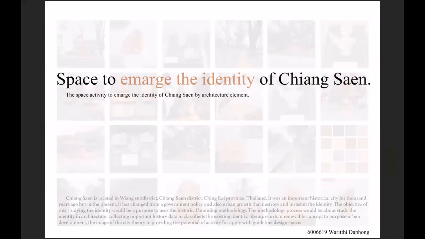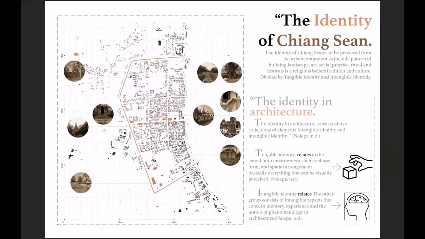In this study, the topic is space to immerse the identity of Chiang Saen. The space activity to immerse the identity of Chiang Saen by architectural elements. The identity of Chiang Saen can be perceived from the urban components divided into tangible and intangible identity. The tangible identity is about shape, form, and spatial arrangement, and the intangible identity is about the concern, memorial, experience, the notion of the phenomenon in the architecture.